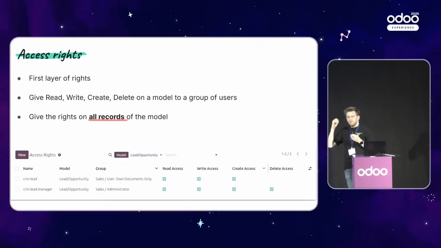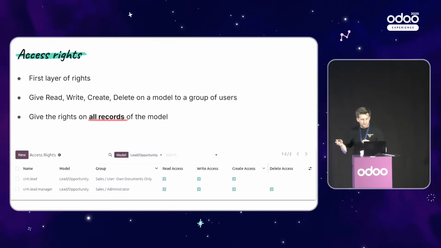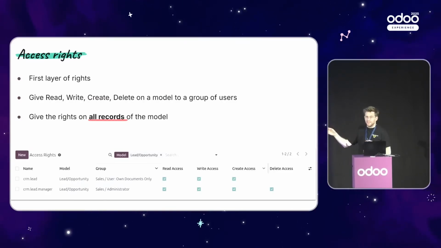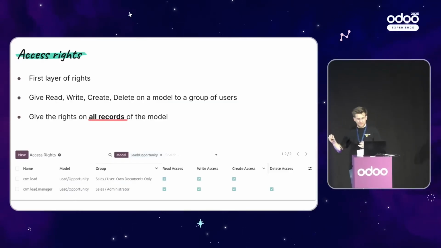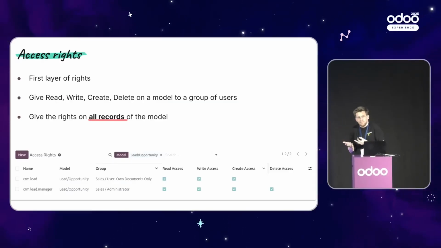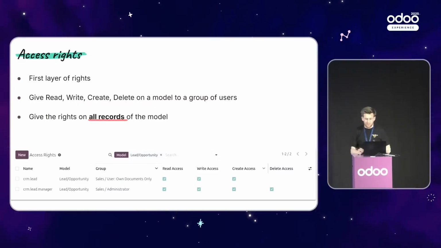Like you tell, this user can access that table, the entire table. You say a salesman can access the lead, but currently with only the access right, he will be able to access all the leads of your database. And you don't want this. You want, in big companies at least, a salesman to be able to read his own leads and not all the leads of the company.